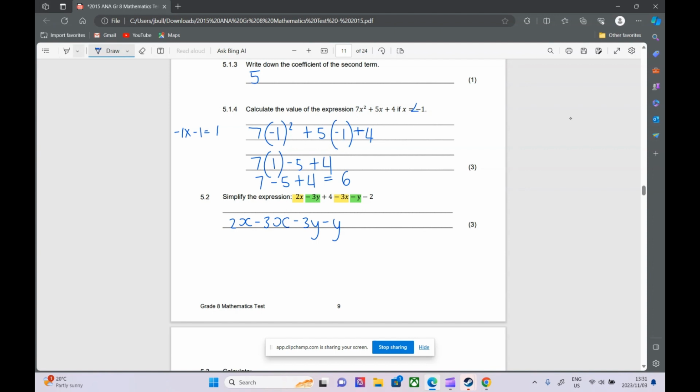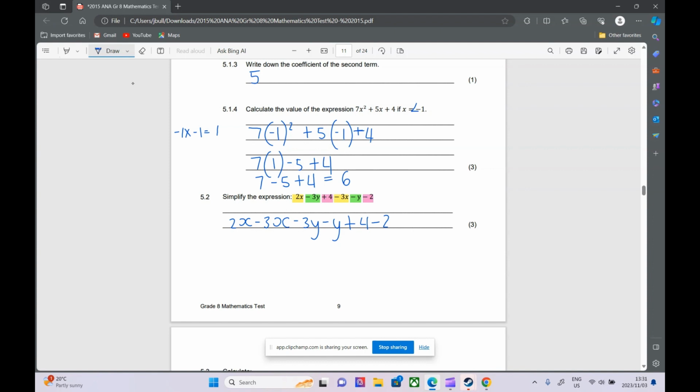And then finally, we're going to look at our constants. So our constants, we've got, sorry, let's get a different color highlighter. Our constants, we have positive 4 and negative 2. Okay, so we're going to write those next to each other. So positive 4, negative 2. It doesn't matter if you change it around like this so the similar terms are next to each other. Just make sure, like I said, you keep the signs.